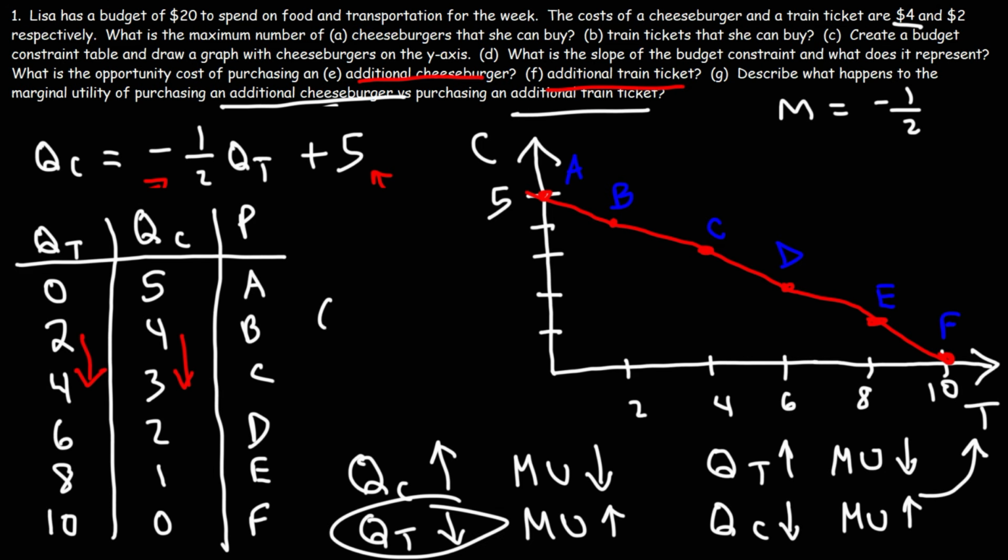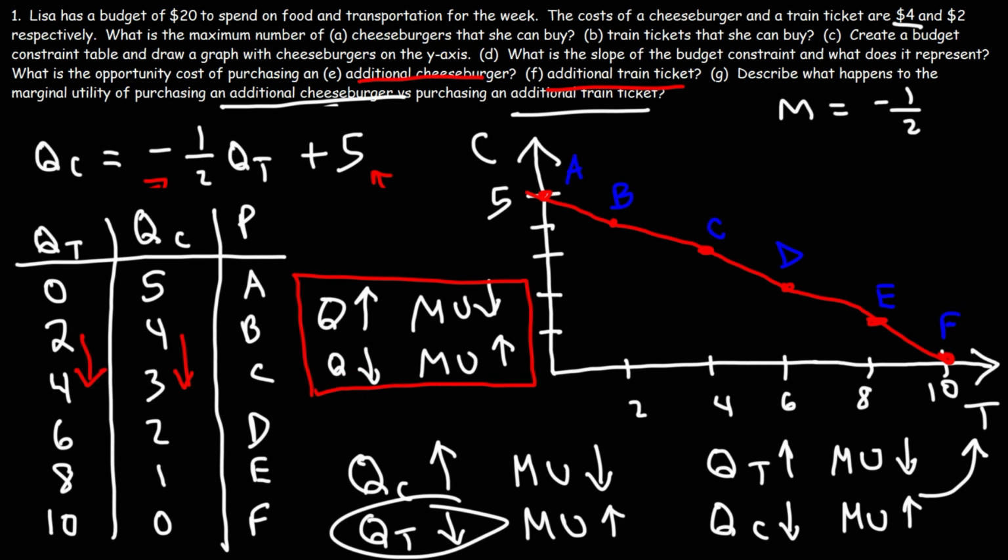So anytime the quantity of something that you purchase goes up, the marginal utility goes down. If you decrease the quantity that you purchase, the marginal utility goes up. So marginal utility is inversely related to the quantity of an item that you purchase. The more train tickets that you purchase, the less useful each additional train ticket will be to you.